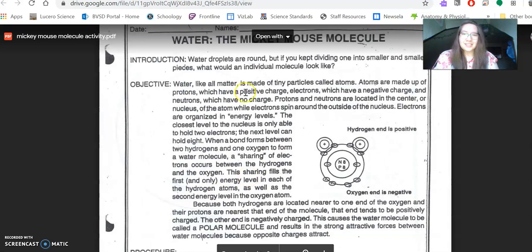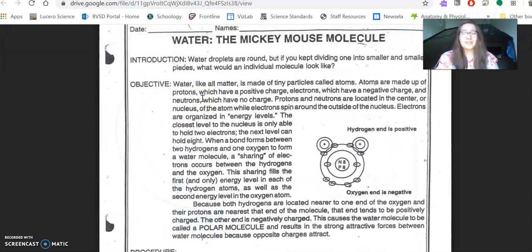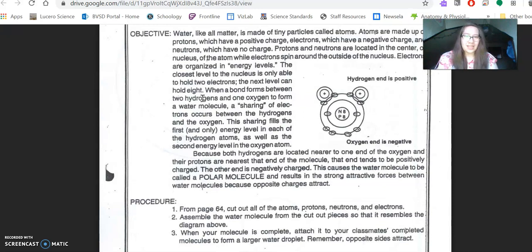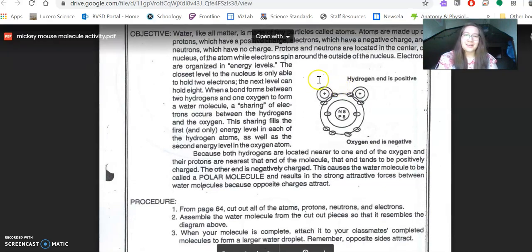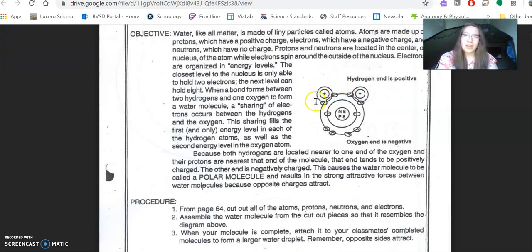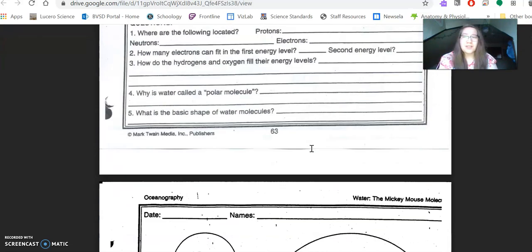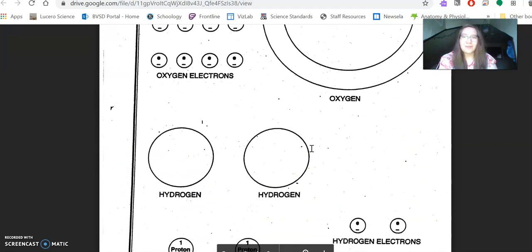So let's take a look at that actual Mickey Mouse molecule. Now, this has some really good reading. It talks about water and the atoms that comprise water, and why it bonds in the way that it bonds. And the really curious thing about water is when we put all of these hydrogens and oxygens together, it ends up looking like a little Mickey Mouse head. And so this is kind of your exemplar for what you're going to do with the Mickey Mouse molecule when you're creating it yourself. If you go to the next page, this is going to be what you build.